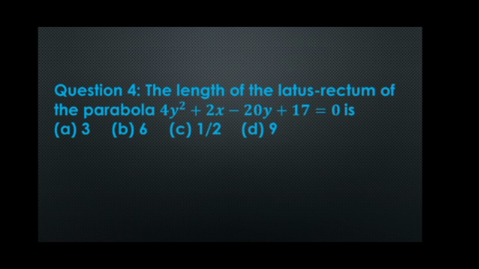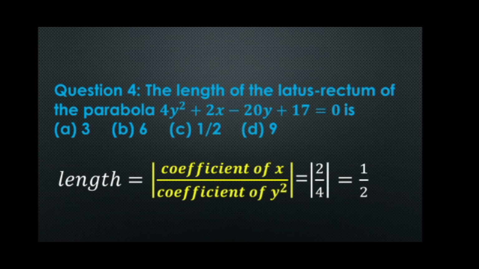Moving on to the fourth question. The length of the latus rectum of the parabola 4y square plus 2x minus 20y plus 17 equal to 0. We know that the length of the latus rectum is modulus of coefficient of x divided by coefficient of y square. Here coefficient of x is 2 and coefficient of y square is 4. Therefore, modulus of 2 by 4, which is 1 by 2.